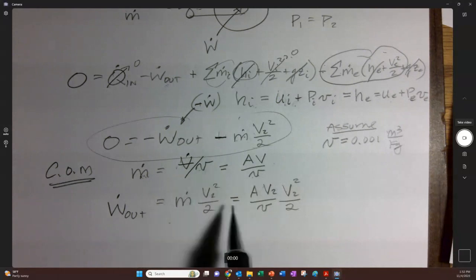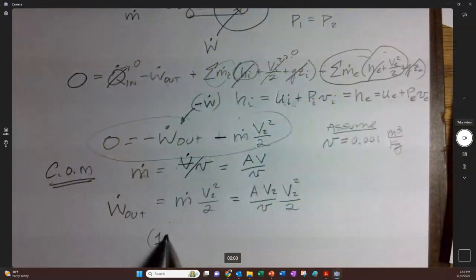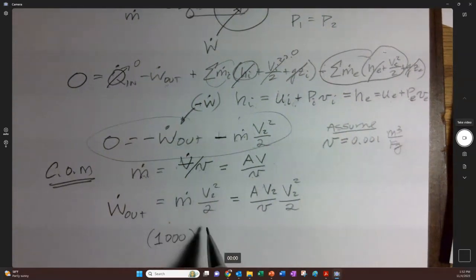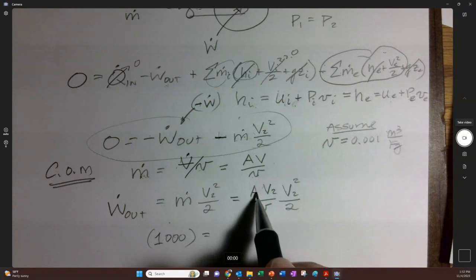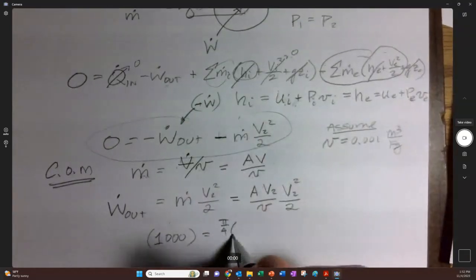And we have to be careful here with the units because we were told it was 1 kilowatt. So let's make it 1,000 watts, right? So these are going to be, and so that'll be working out. And our area is going to be pi over 4.